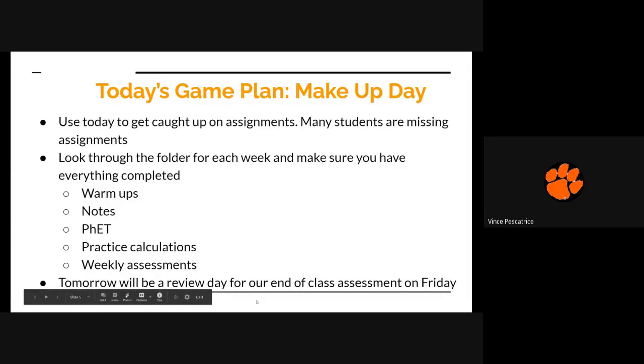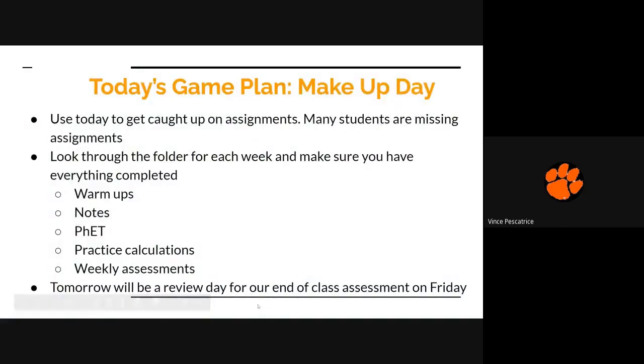All right, so here's what we're doing today. Today's going to be a makeup day. I noticed yesterday when I was grading assignments that we are still missing a lot of work. So make sure you go through and get caught up and turn in all your assignments. Think about every warm-up, every set of notes, the PhET we did. Not a lot turned in.